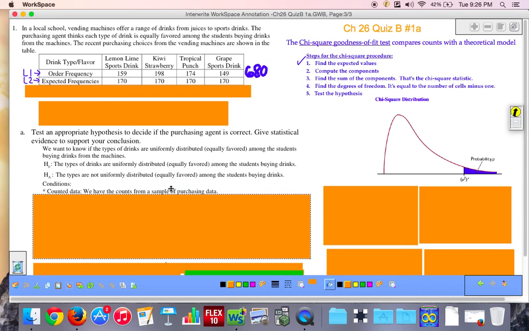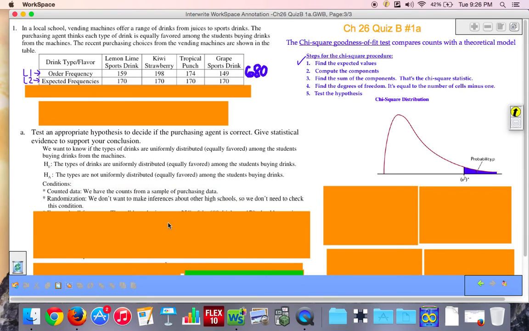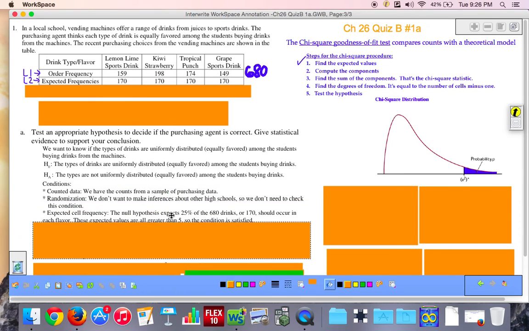So let's take a look at these conditions. The counted data condition, which is new for the chi-squared distribution. Chi-squared distribution always involves counts, okay? The randomization condition and the expected cell frequency condition. So under these conditions, the sampling distribution of the test statistic is chi-squared with 4 minus 1, which is 3 degrees of freedom, and we will perform a chi-square goodness of fit test.